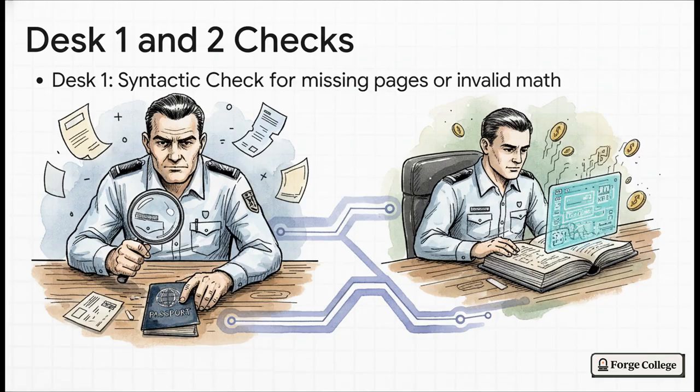But if it passes, the traveler hits desk 2, UTXO availability. Here, the officer checks the official registry to see if this traveler's identity has already been used today. In network terms, the node is checking if the inputs reference outputs that haven't been spent yet. If the funds are already spent, see ya, they're shown the door.